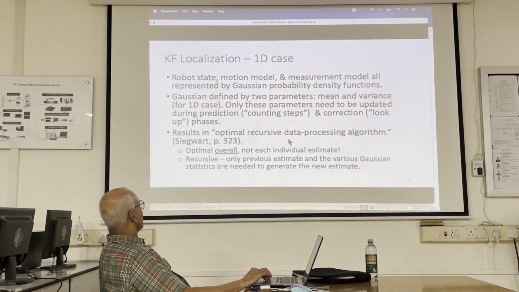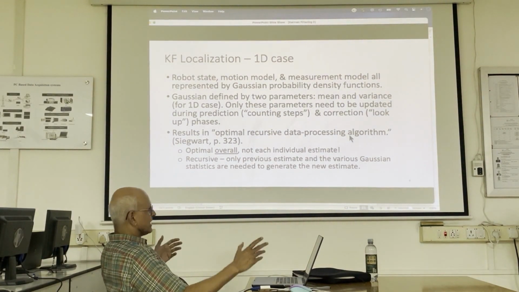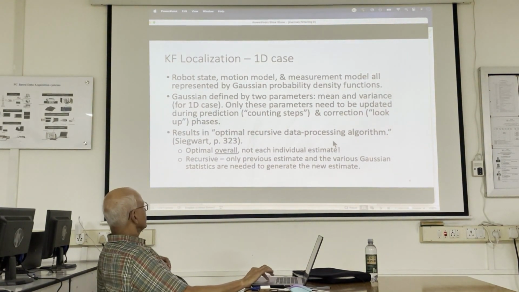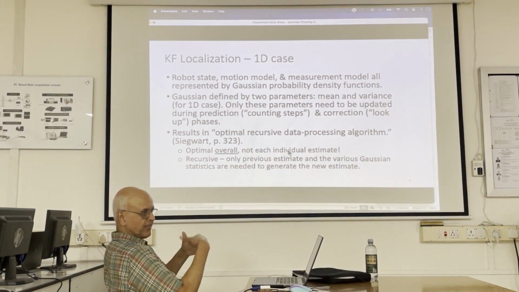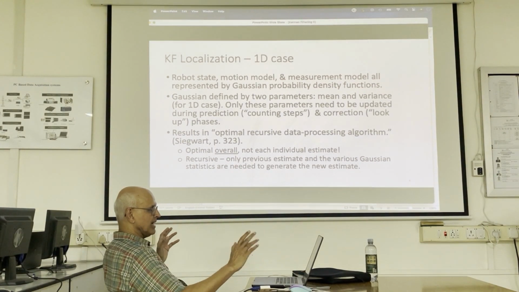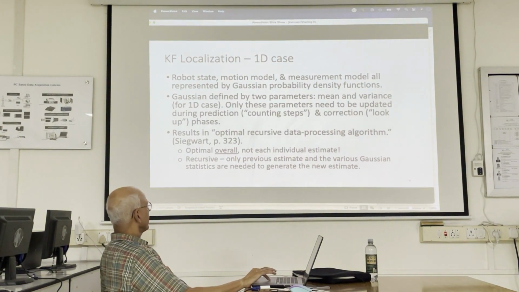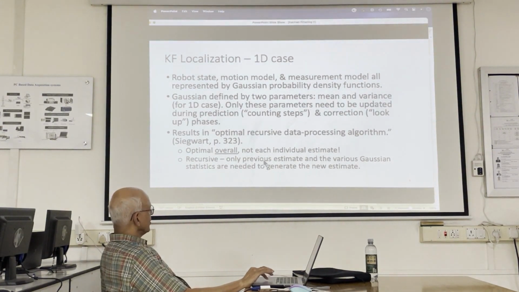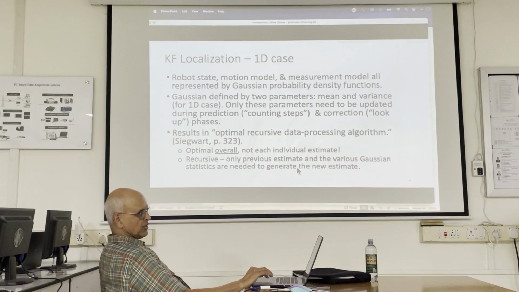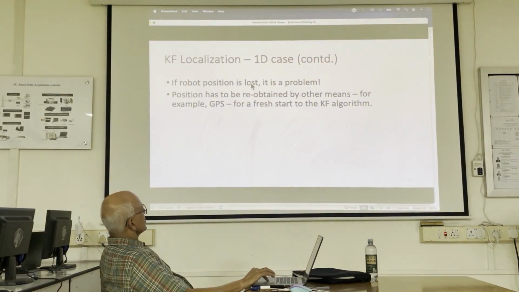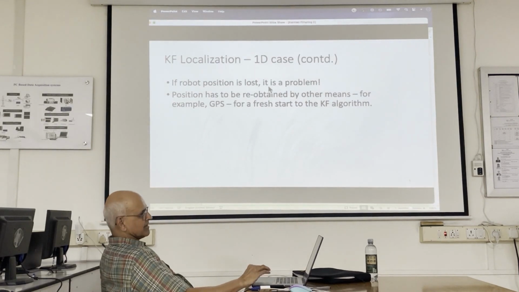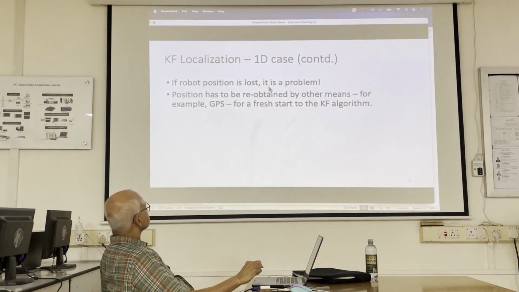So you end up with an optimal recursive data processing algorithm. That is the Kalman filter result. It's optimal overall, not each individual estimate, but if you use it many times, overall, that is the best rule you have. Recursive in the sense that only the previous estimate and the various Gaussian statistics are needed to generate a new estimate. If robot position is lost, we definitely have a problem. We cannot recover from losing the 1 position we maintain.